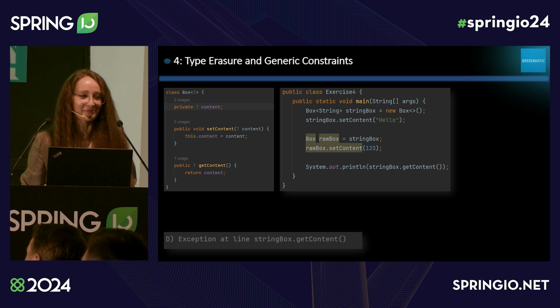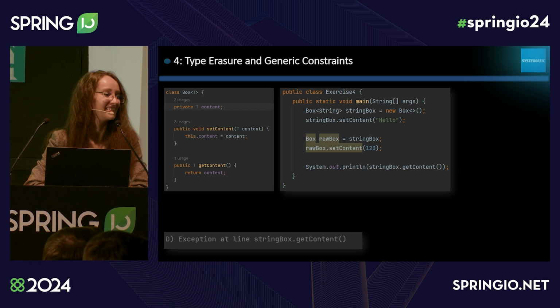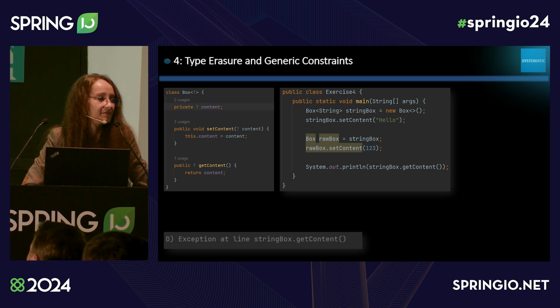I know, didn't expect that. Yes? Is there any way to disable raw types with the Java compiler? I haven't checked. There could be. That's a very good question. Maybe we can check at the end.